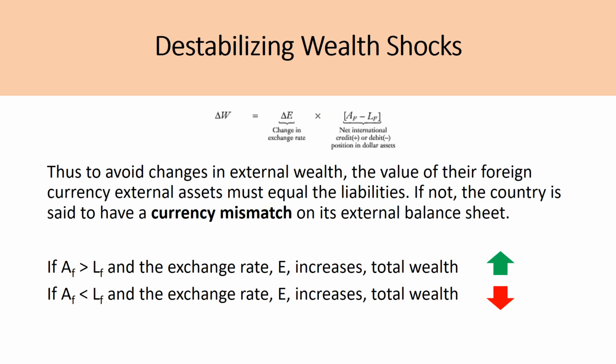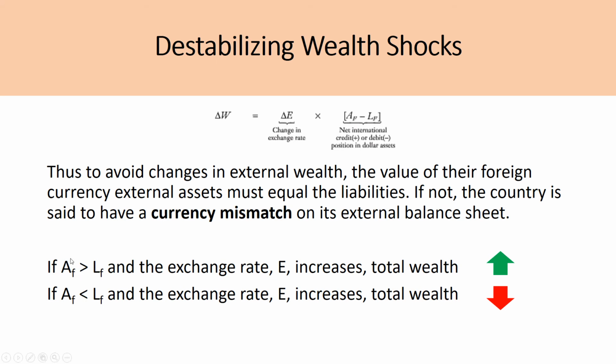Okay. So thus, to avoid changes in external wealth, the value of their original currency external assets must equal the value of the liabilities. So, in theoretical terms, the best way to protect against liability dollarization is to have an equal amount of foreign assets and foreign liabilities. Right? If not, the country is said to have a currency mismatch on its external balance sheet.